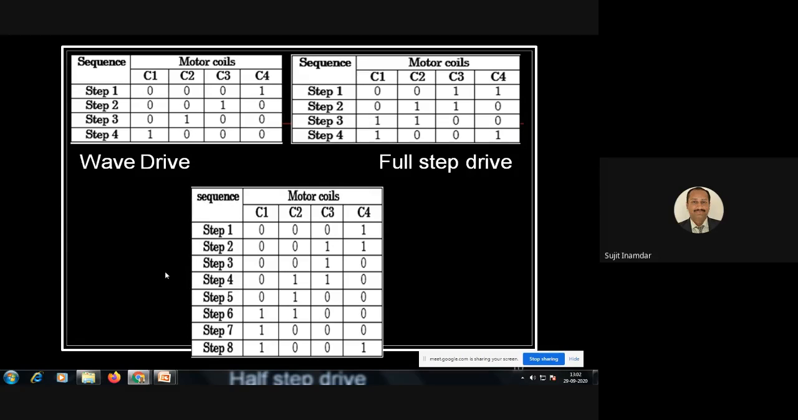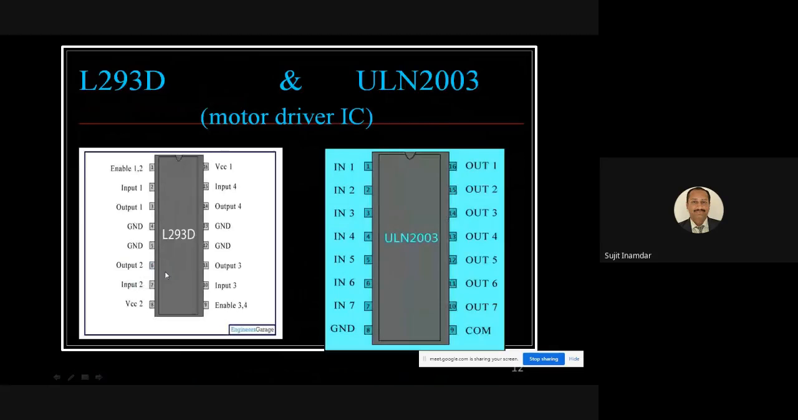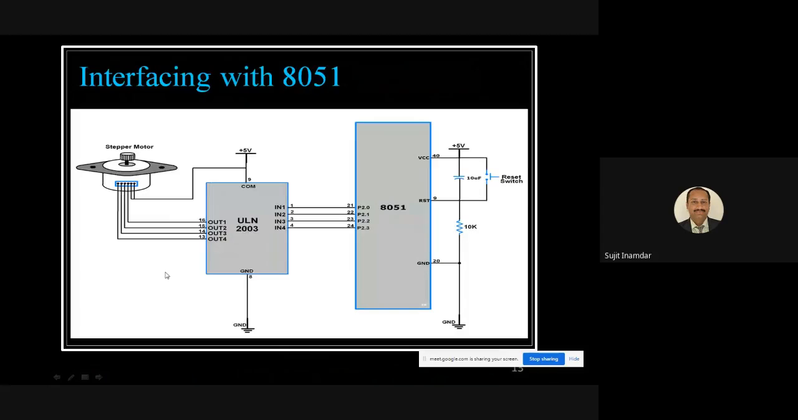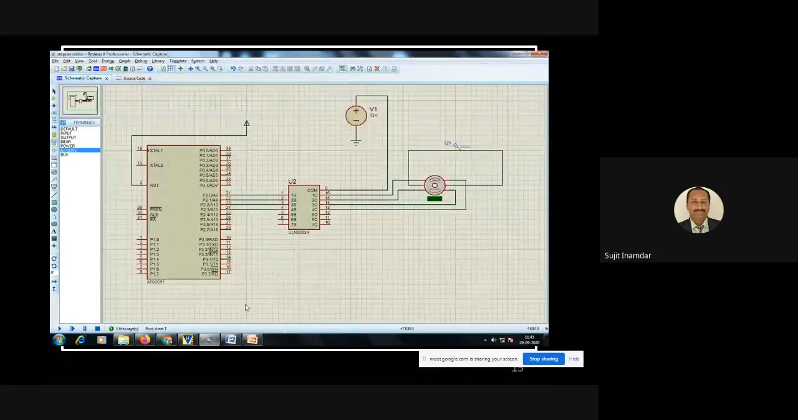So all these codes we will see in terms of the simulation now. Get the concept clear over here. So this is what the wave drive code is, and this is the exact simulation diagram which we are going to see now.